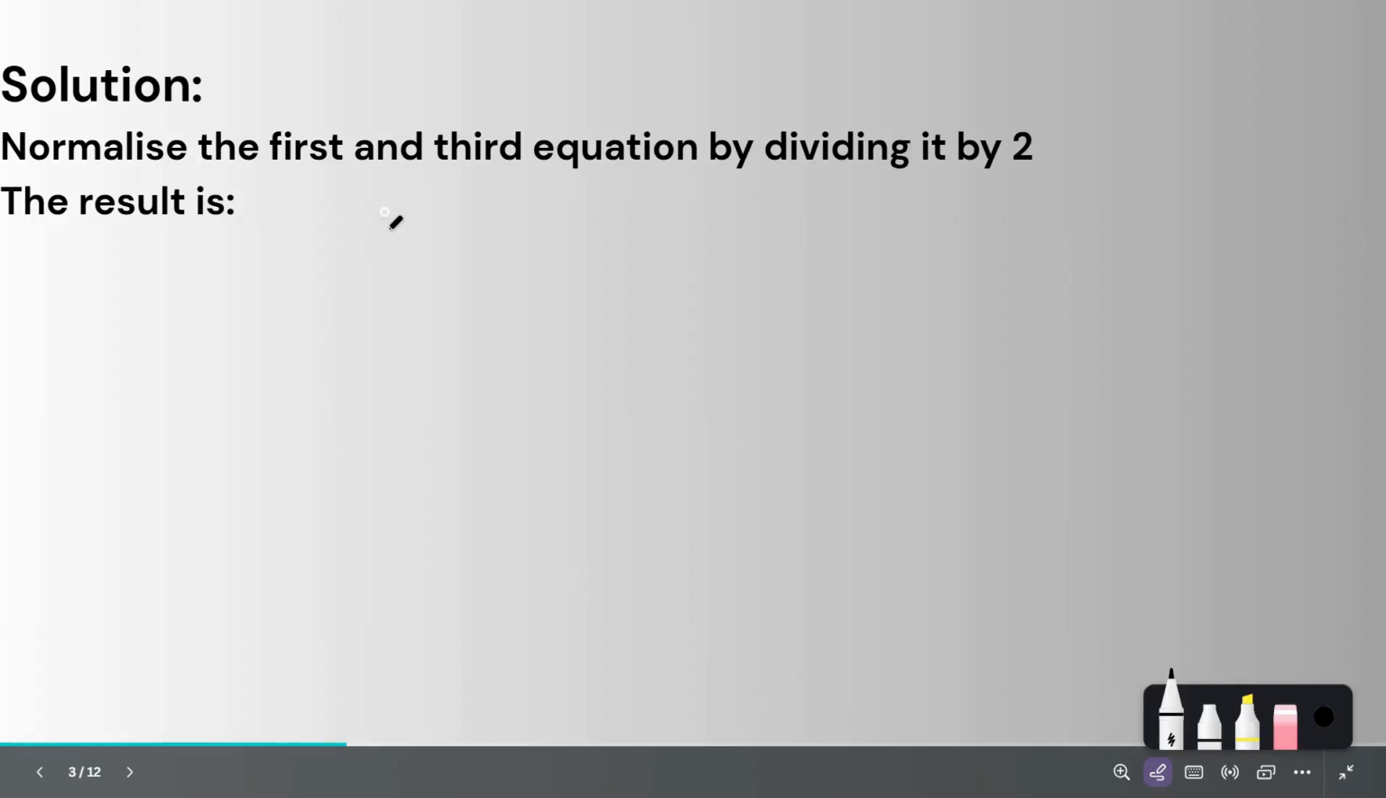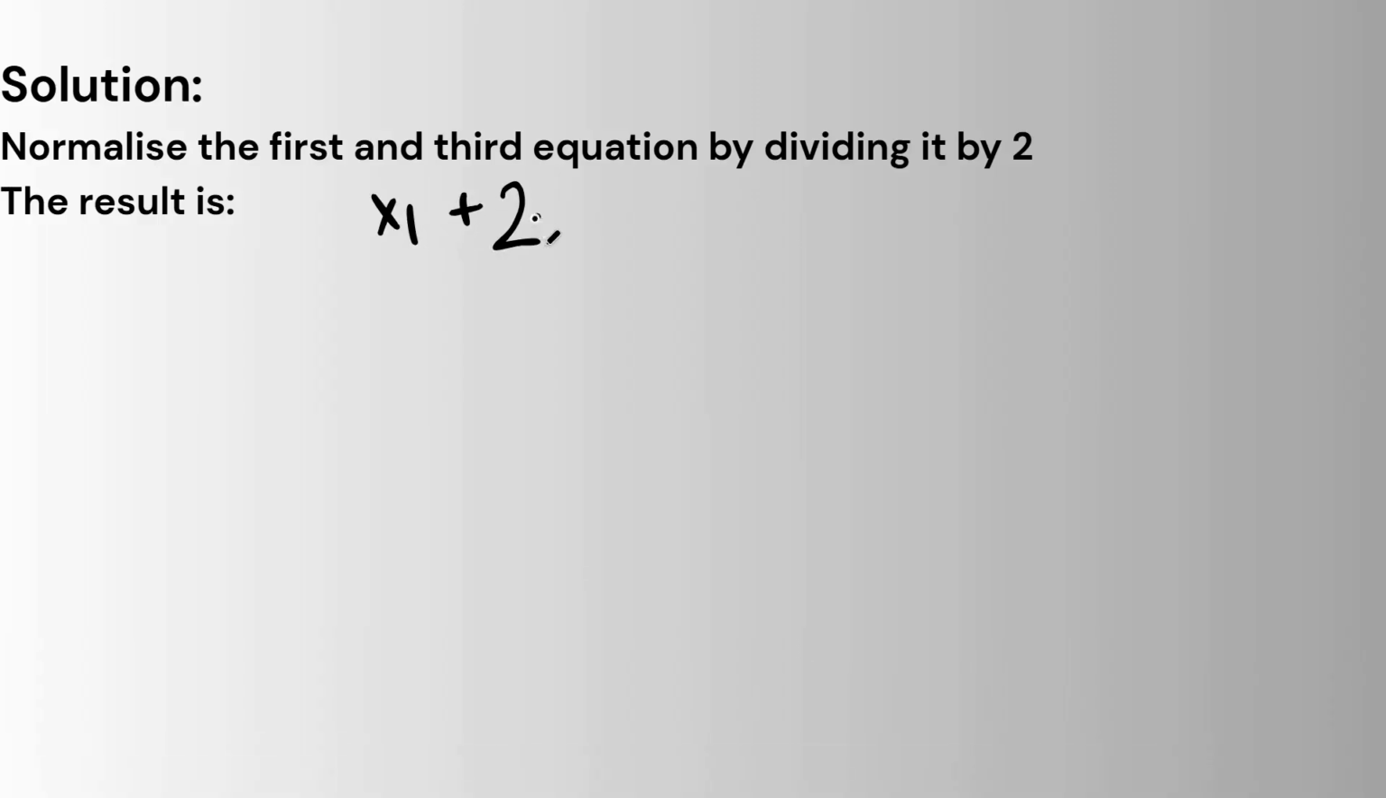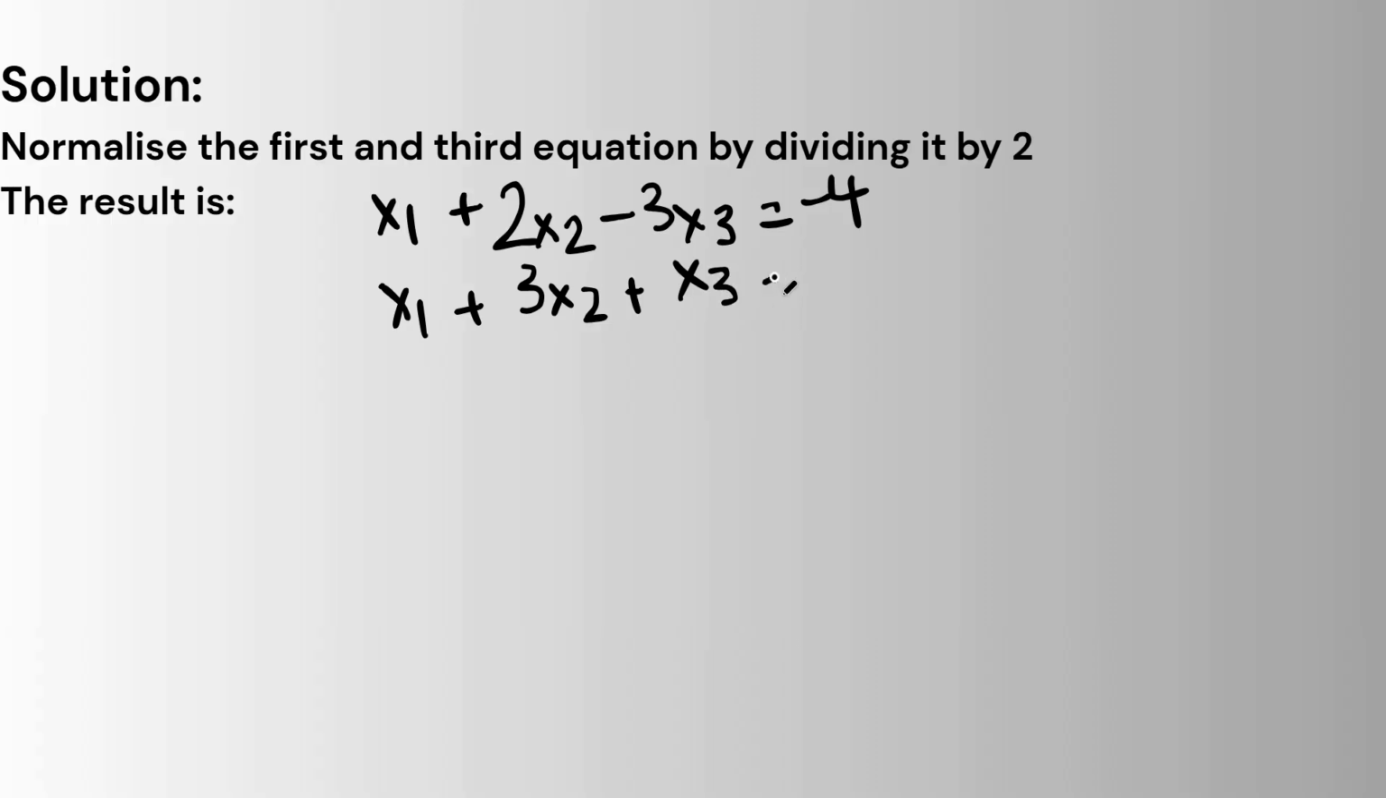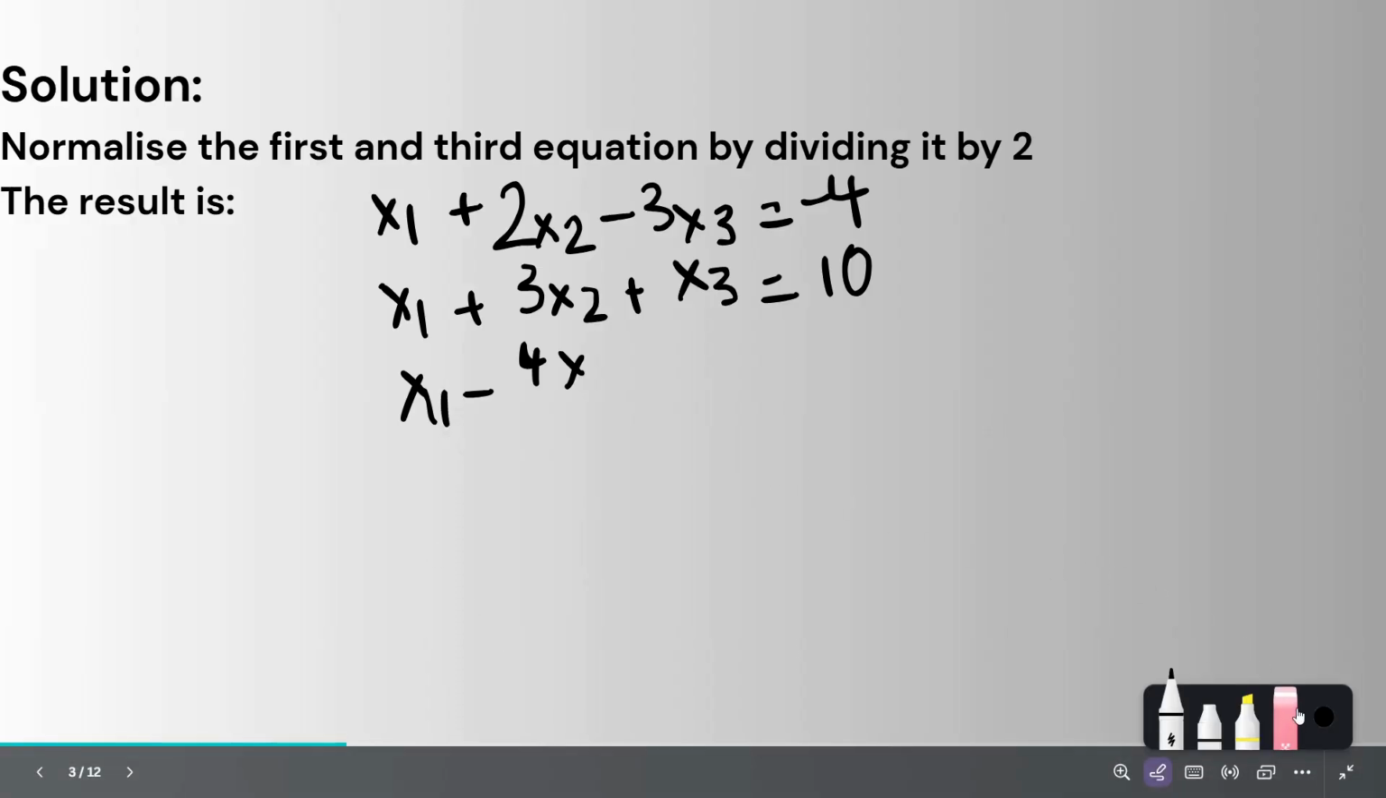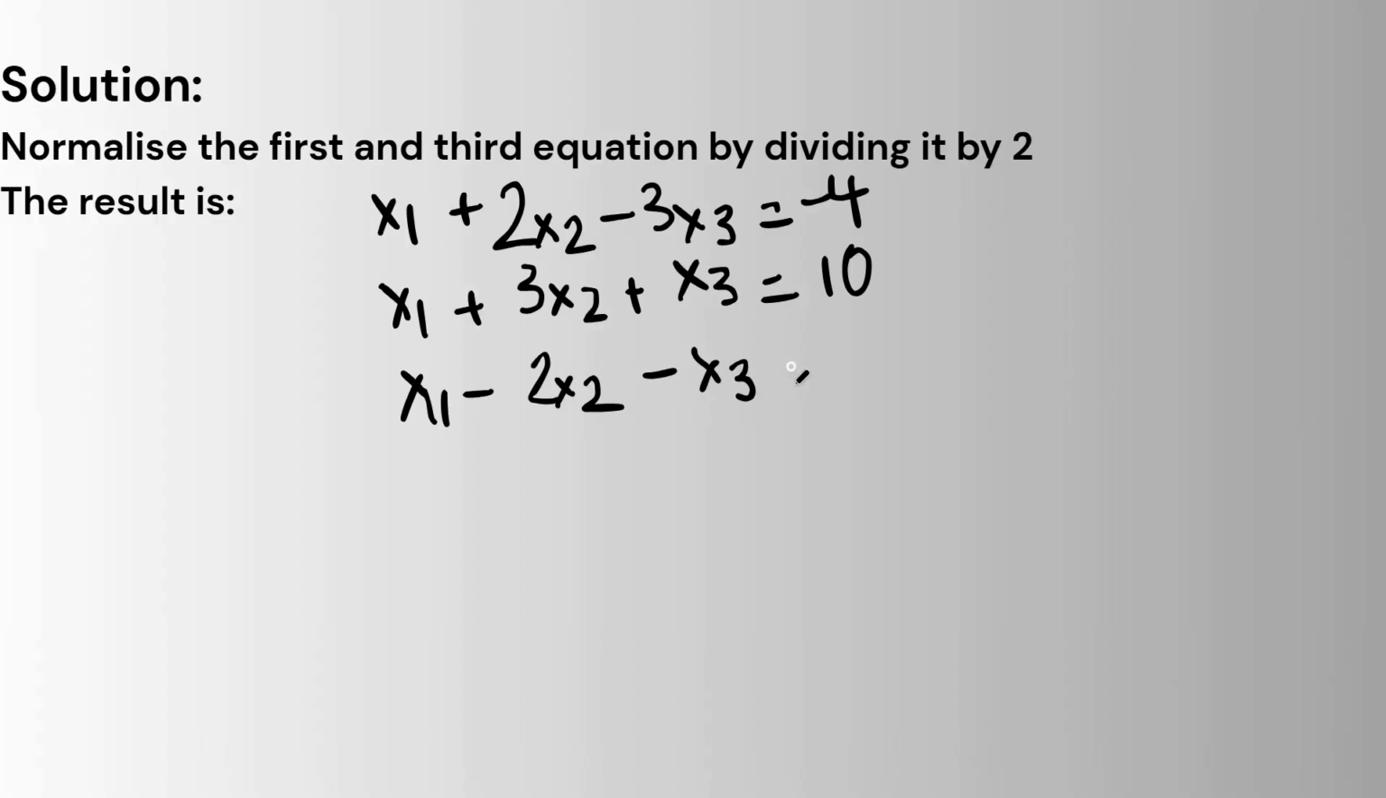So the result is x1 plus 2x2 minus 3x3 equal to -4. x1 plus 3x2 plus x3 equal to 10, and the last equation is x1 minus 2x2 minus x3 equal to -6. So the first and third equations are already divided by 2.